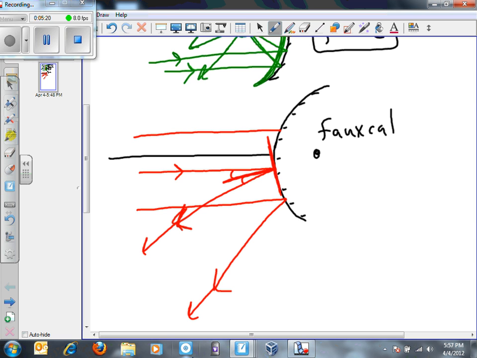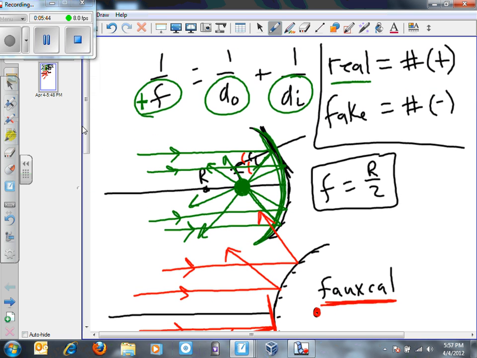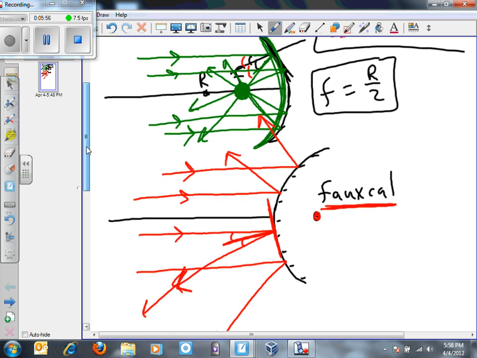Just like this one, none of these actually converge. None of the rays are focused. None of the power and the energy is focused at a point. So this is actually a fake focus back here. And so if we look at the convention, if it's fake, then the number is going to be a negative. So if we were to do math with that mirror, this focus here would be a negative number at a distance from the mirror.